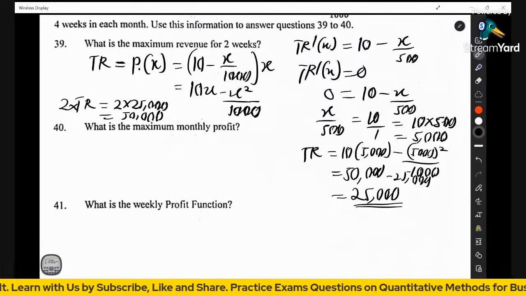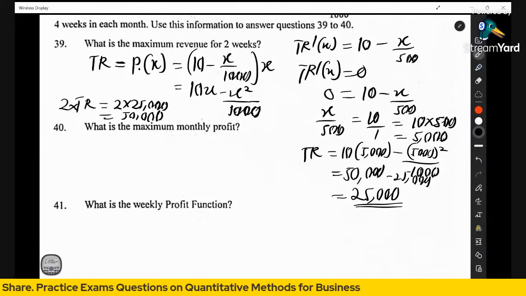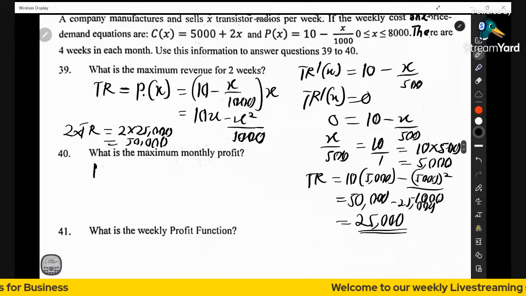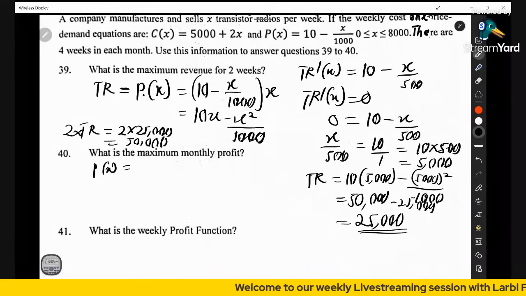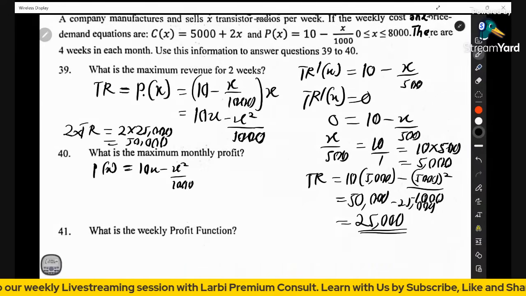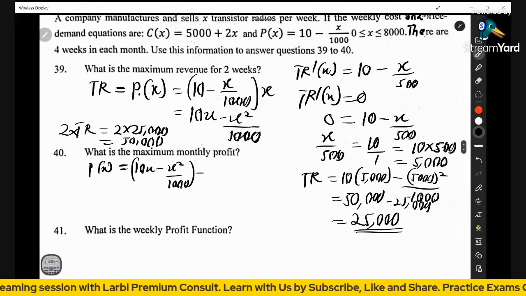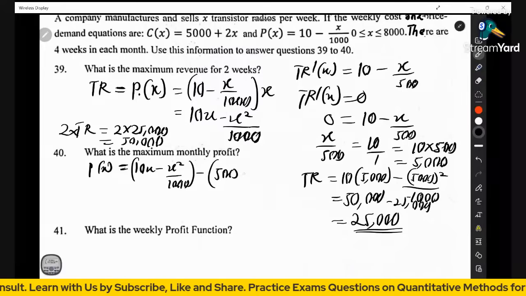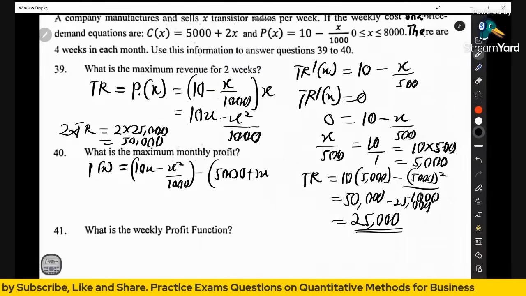So here, all I want to say is that we just have to find our profit function. We already know our revenue function. So our profit function of x should be equal to our revenue function, 10x minus x squared over 1,000, compared to the cost function, which was what? 5,000 plus 2x.